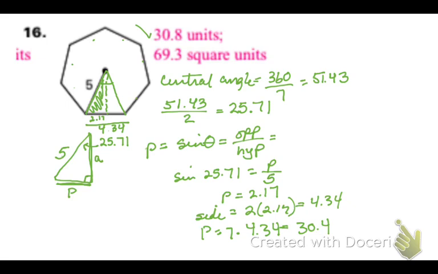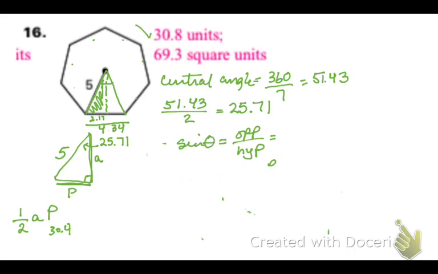Okay, but we're still looking for area, and remember, our formula for area is 1/2 AP. We now know our P, which is 30.4. Make a little note of it, and we need to find our apothem. Because I'm running out of room here, I'll do the apothem in a different color. So here we have our triangle, and we found our P, which is 30.4.